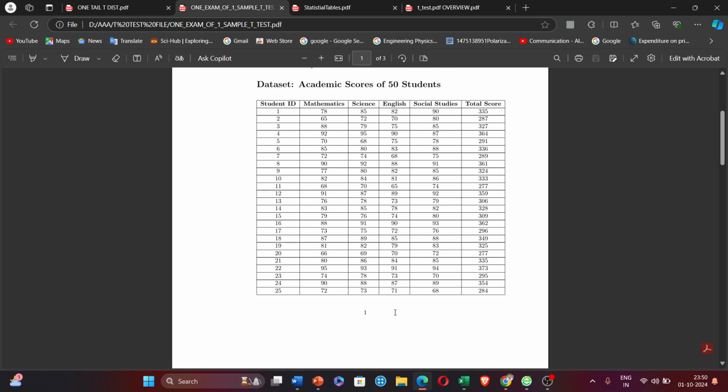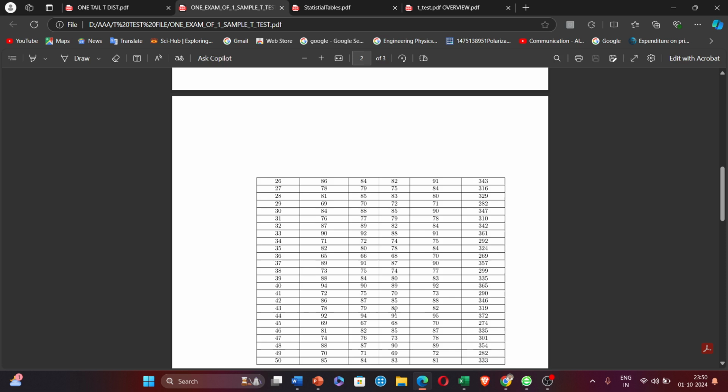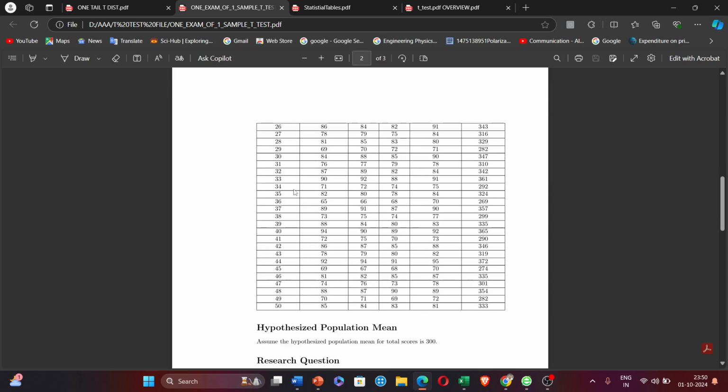If you want to take a screenshot, you can take it. For the others, you can see here. For the 26th student, the scores are 86, 84, 82, and 91 in those four subjects, so overall 343. So this is how the 50 students scored in the different subjects. These are the raw scores of the students.